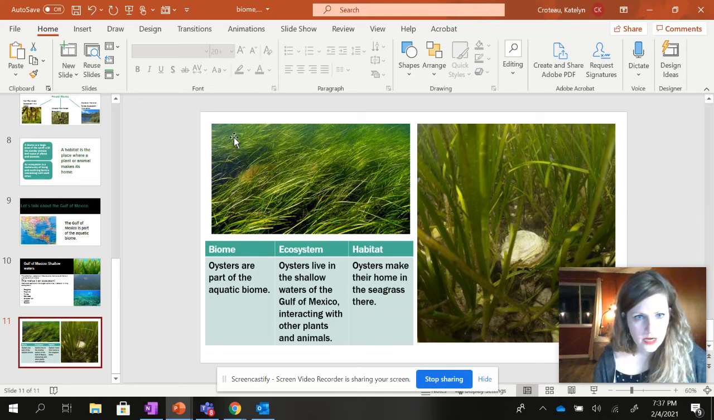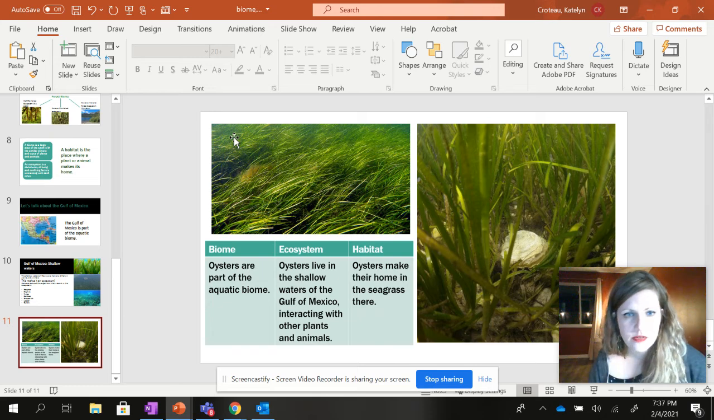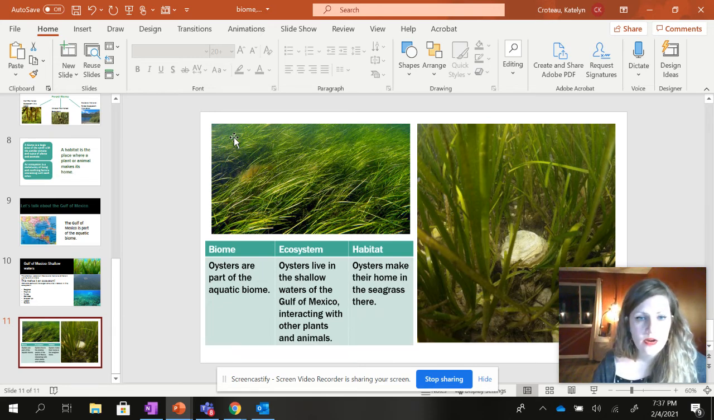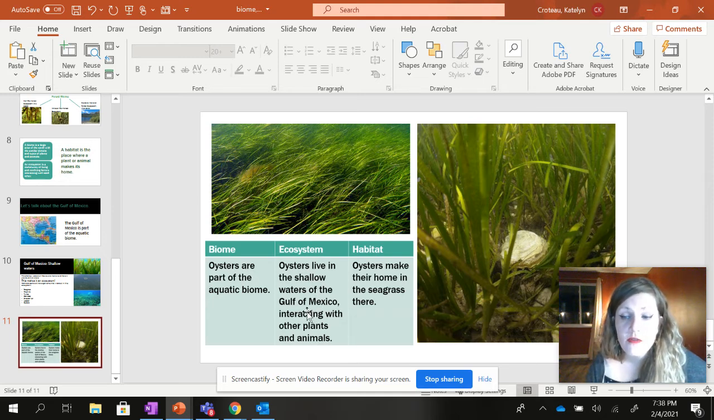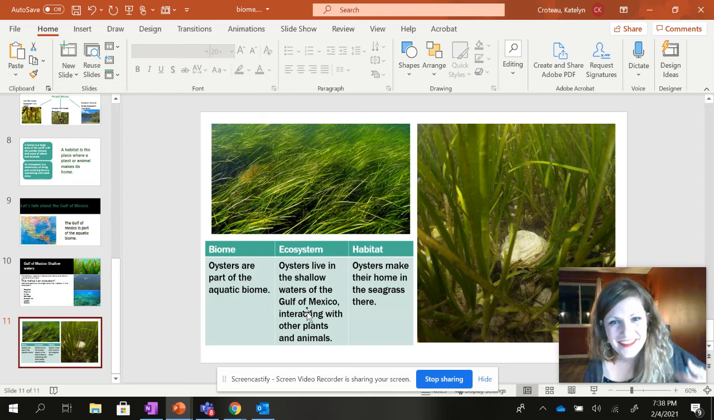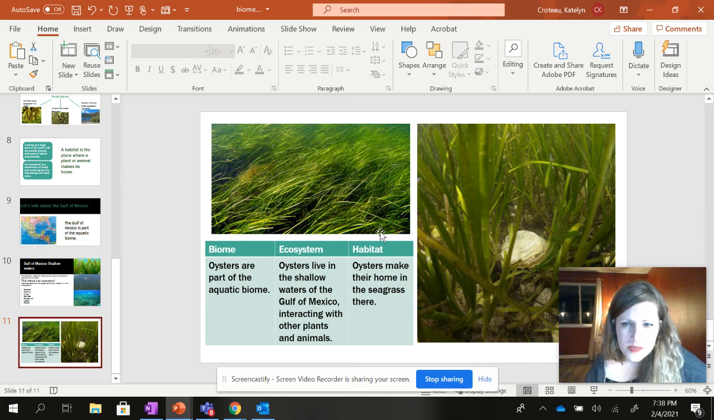All right, so here's an example of oysters within each of these categories. Oysters are part of the aquatic biome because they live in the water. Oysters live in the shallow waters of the Gulf of Mexico, interacting with other plants and animals, so they are also part of a specific ecosystem here, which is the Gulf of Mexico ecosystem, which is an aquatic biome. And then habitat is their little specific home.